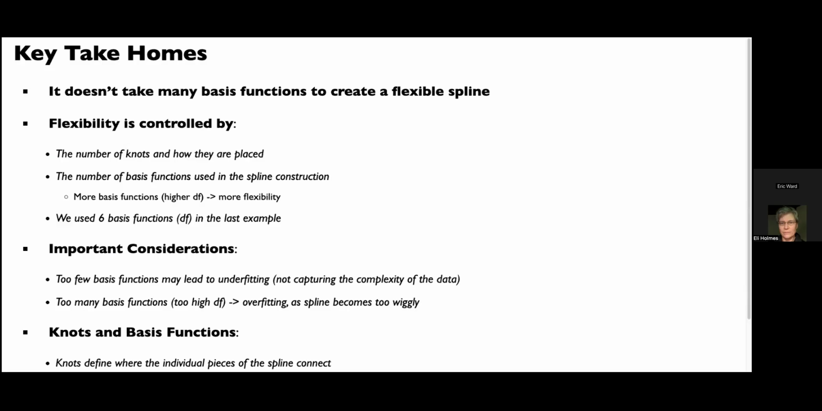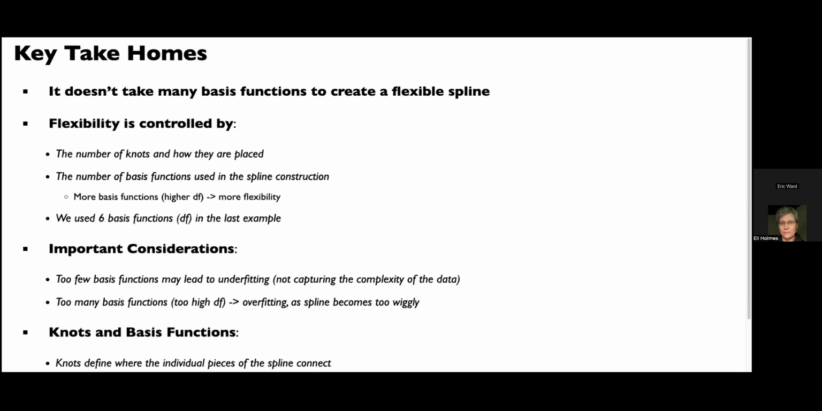Okay, so the take-homes with the splines and basis functions here are that we can fit really flexible curves using a very small number of basis functions. This is something that's often iterative, so you probably want to fit several different models and explore several different numbers of basis functions. The flexibility in these models in GAMs is controlled by the number of knots and the knot placement. It's defined by the number of basis functions.